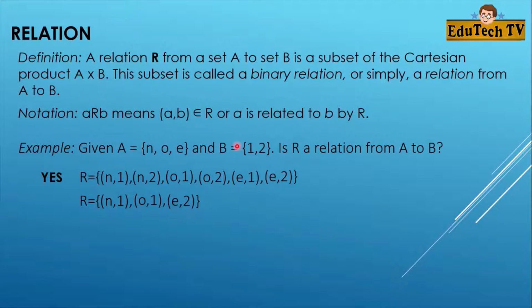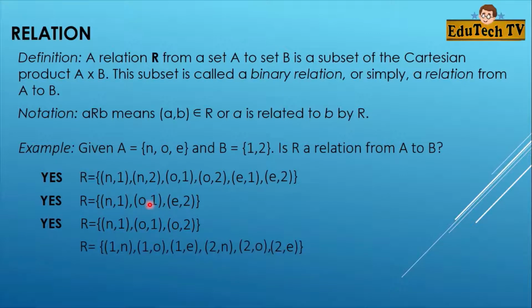Okay, so from A to B. So this relation is a relation from A to B. How about this one? N1, O1, O2. Okay, so again, this is a subset of this relation. Notice we have N1, we have also O1, the next O2. Since it is from A to B, then it is a relation.